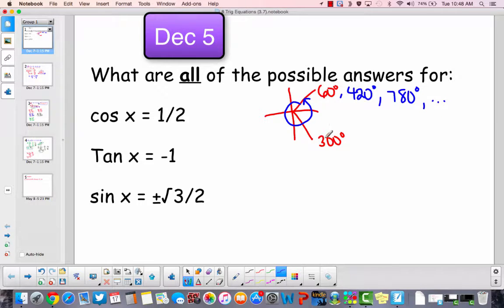Same thing here with the 300 degrees. If we add 360 to that, and we go around the circle one more time, it's 300 degrees plus 360, which is 660 degrees. If we go around again, it's 660 plus 360, which I believe is 1020 degrees.